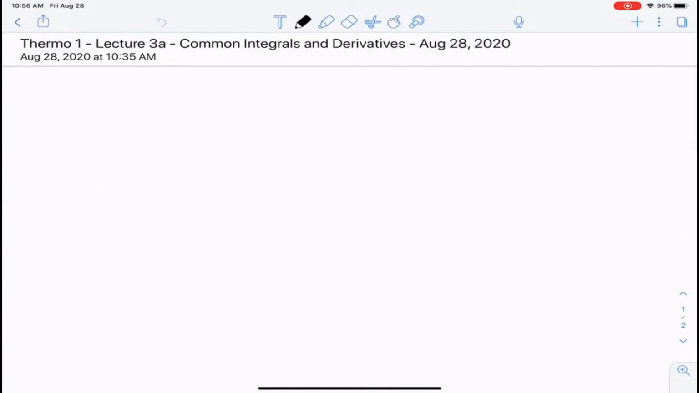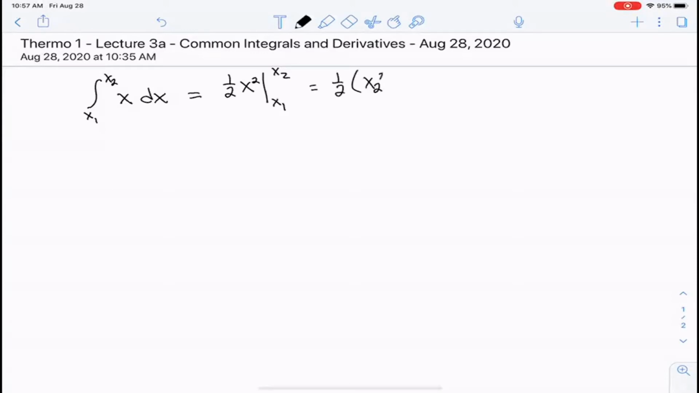So the first integral I want to do is extremely simple. We're just going to take the integral from x1 to x2 of x dx. That is simply 1/2 x squared evaluated from x1 to x2, which of course is just equal to 1/2 of x2 squared minus x1 squared.